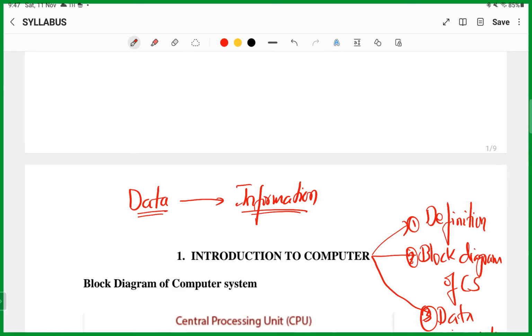Please use the chat box. Be interactive, guys. Otherwise, it becomes a one-way talk and it becomes boring. What is facts? You have invented a new term now. Data, information, and a new term, facts.